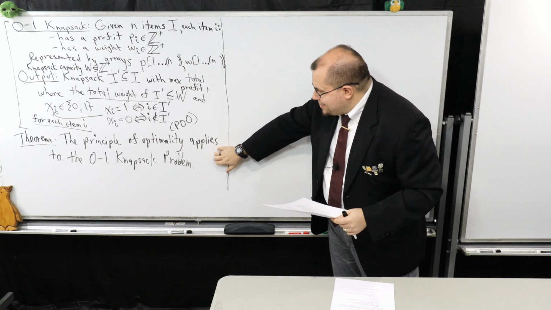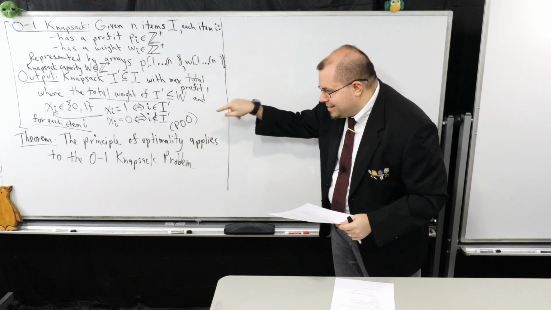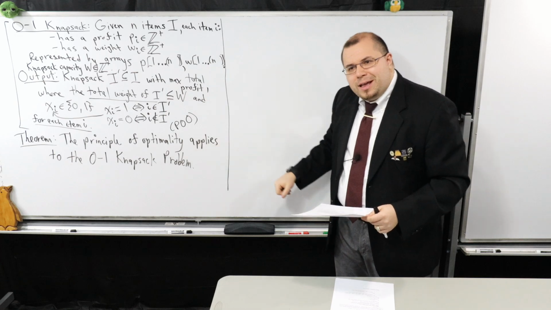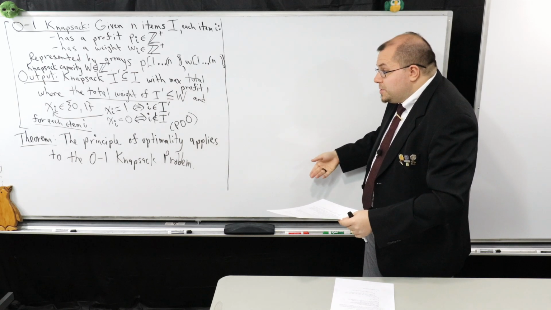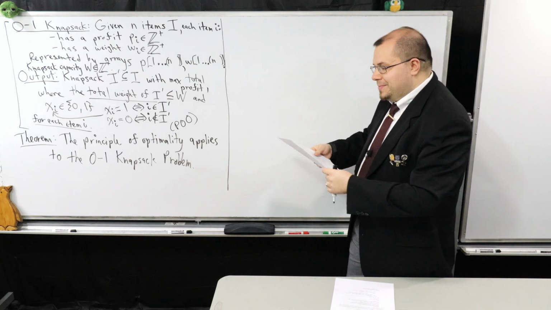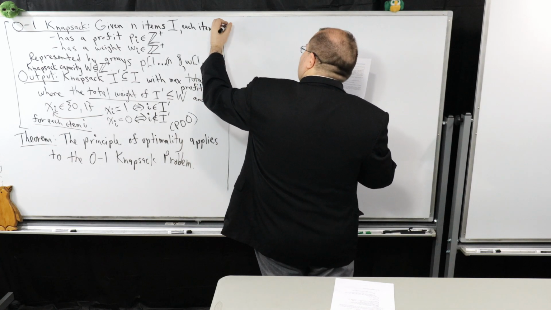So just remember, you cannot use dynamic programming unless this principle of optimality holds for that problem. And every single time you consider a problem, you need to consider if this is a property that that problem has. So let's try proving this.